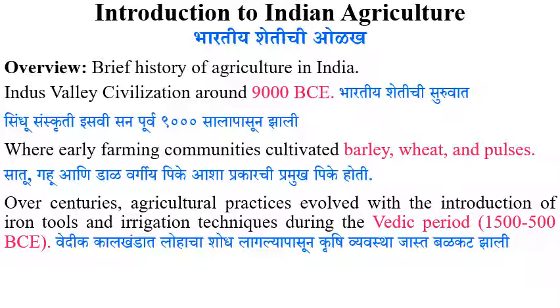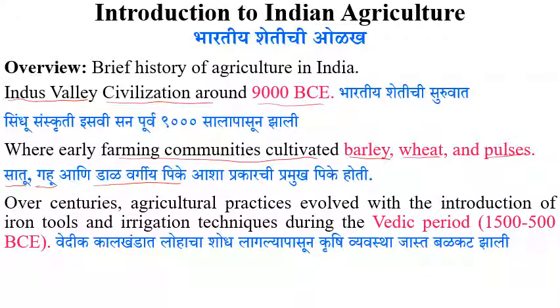The beginning of ancient Indian agriculture was from the Indus Valley civilization around 9000 BCE. At that time, the farming communities cultivated crops like barley, wheat, and pulses. In Marathi, what we call satu, गहू आणि डाळवर्गीय पिके.